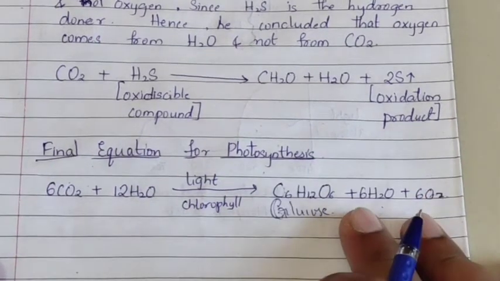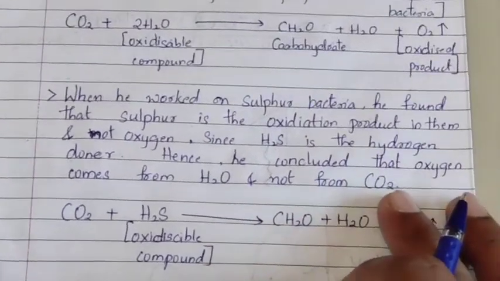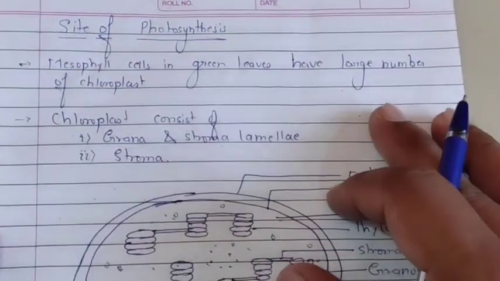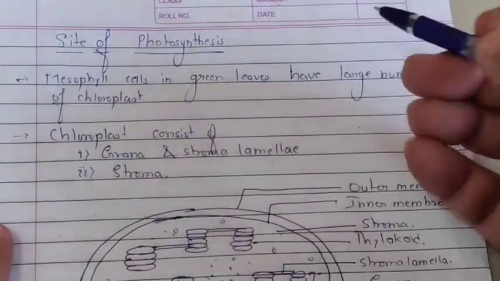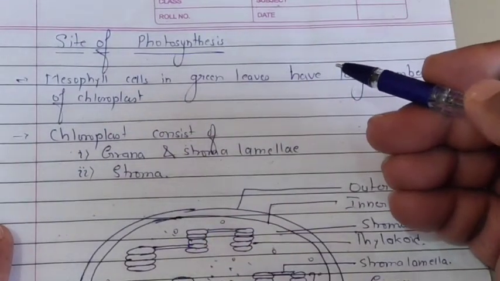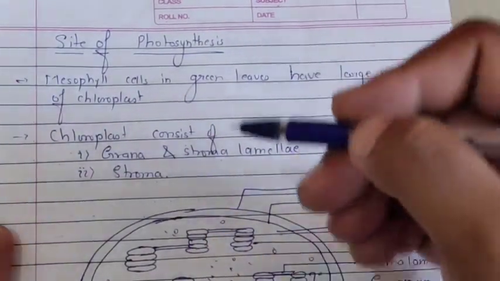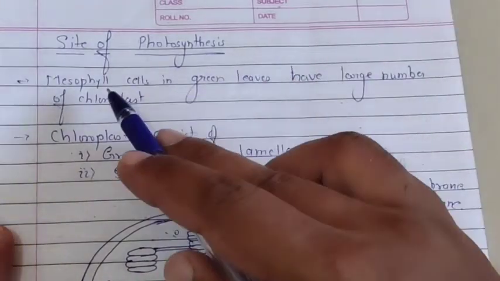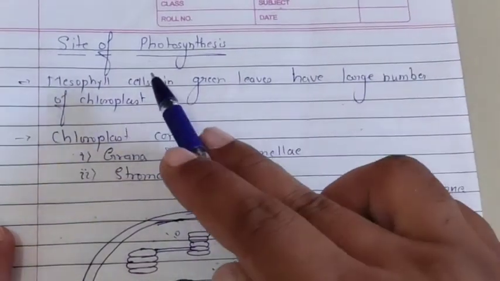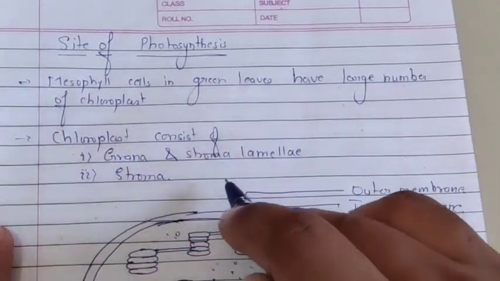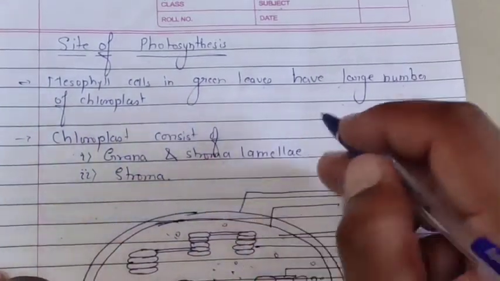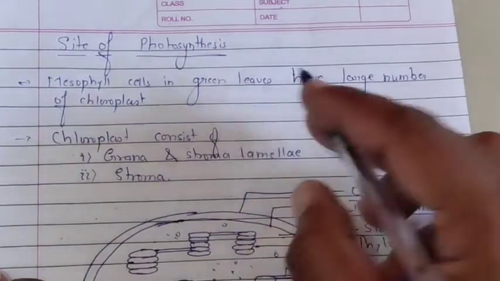So this is all about the early discoveries. Okay, now let us have a look at the site of photosynthesis. We know that it is the chloroplast, right? Now where do we find the chloroplast? We find chloroplasts in the mesophyll cells. Mesophyll cells in the green leaves have a large number of chloroplasts. Now where are these mesophyll cells present? Obviously in the green leaves.